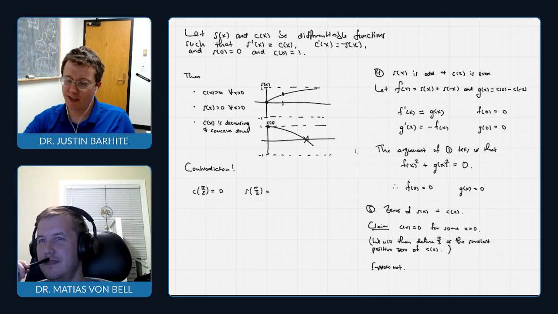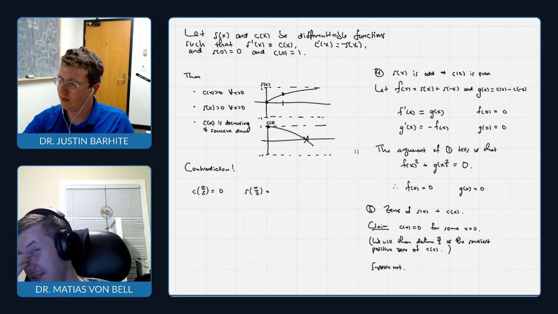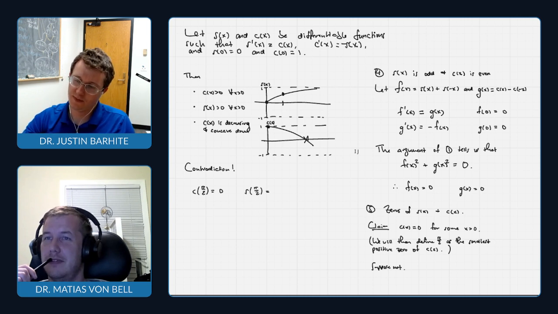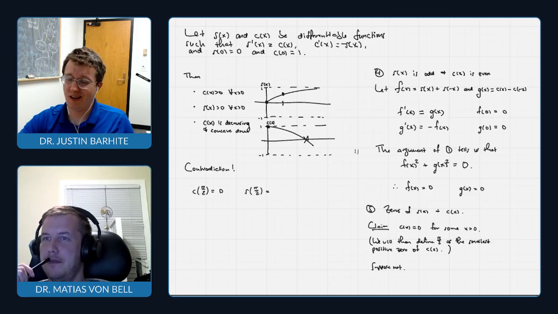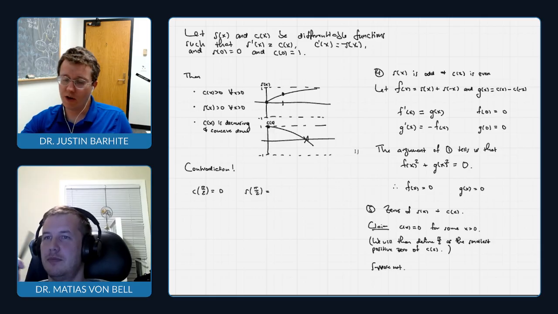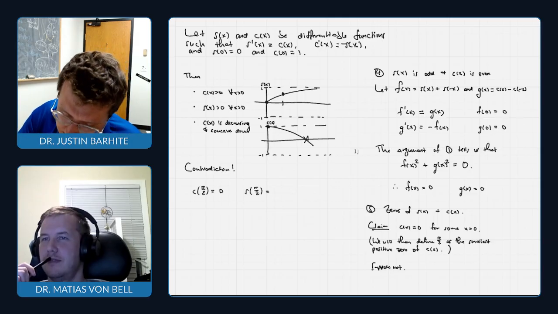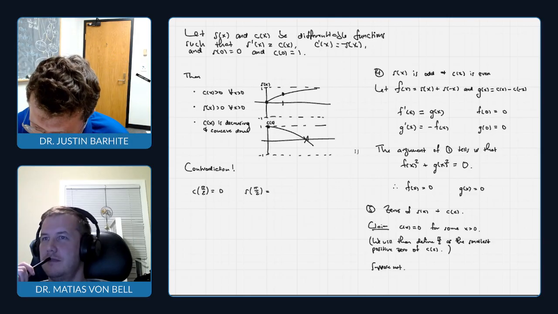What does the Pythagorean identity tell me here? Well, c squared plus s squared is 1. Yep. And so c of pi over 2 is 0, and so the other one has to be 1 or negative 1. So the Pythagorean identity alone just tells me that s of pi over 2 is 1 or negative 1. Why is it not negative 1?